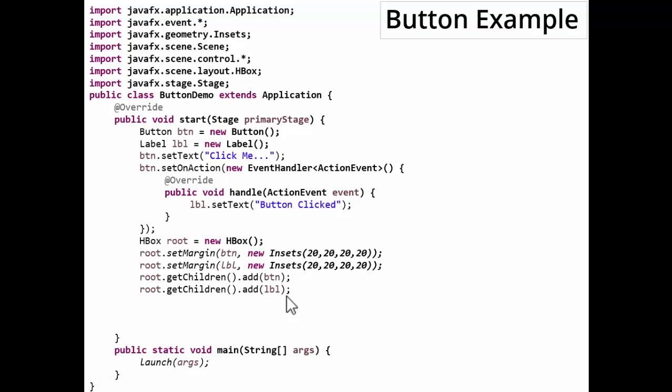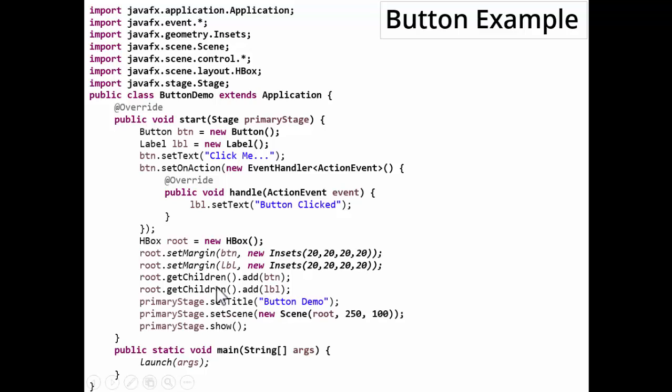So this is another way of adding to our HBox. In the previous example, we had taken an observable list, but now in this example, we are adding one by one. So that is also possible. So root.getChildren, the same method, dot add. In that case, it was addAll, but over here we are using add. So root.getChildren.add(btn) and root.getChildren.add(lbl). Both ways are correct. You can use any of them.